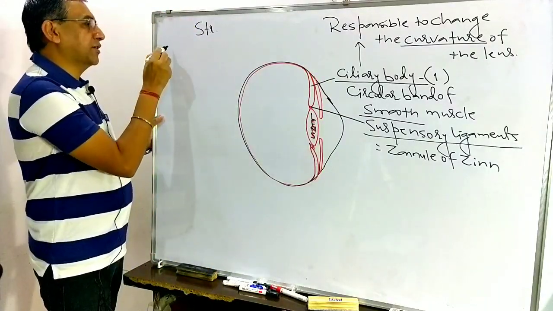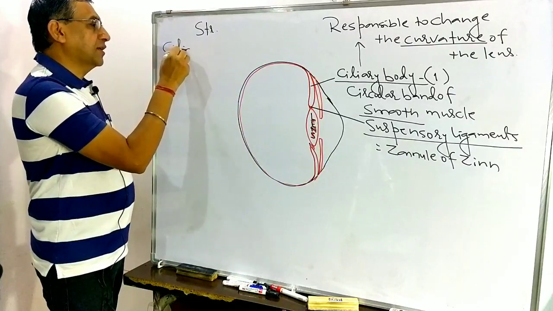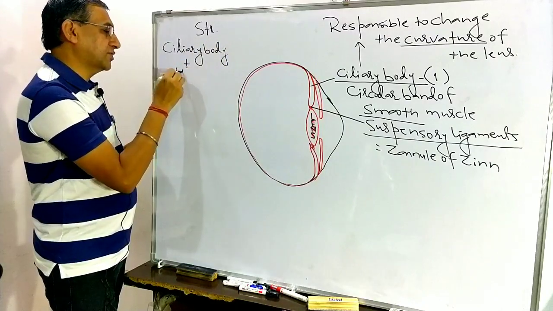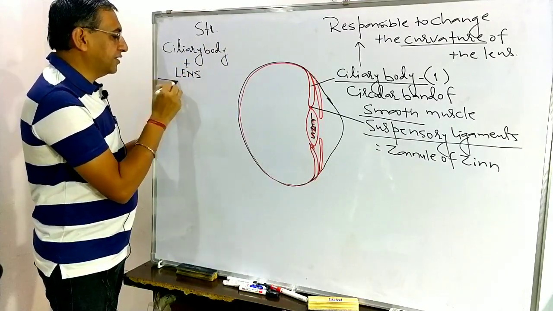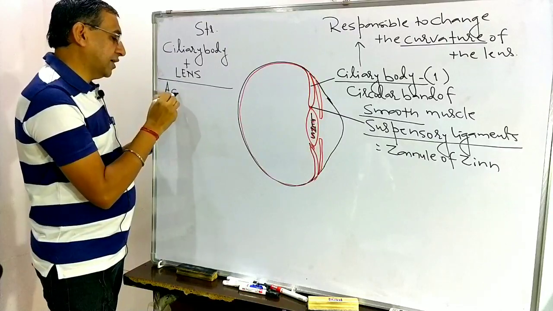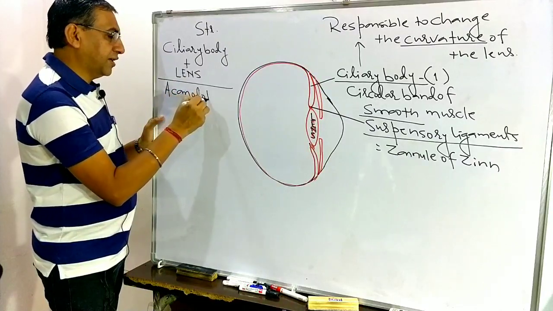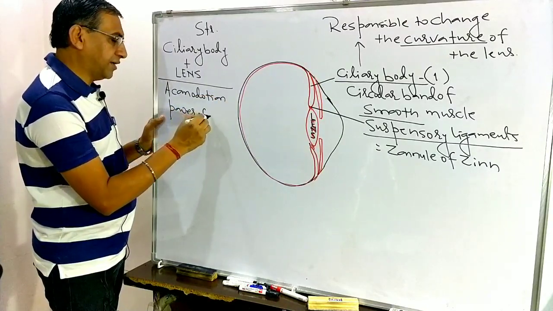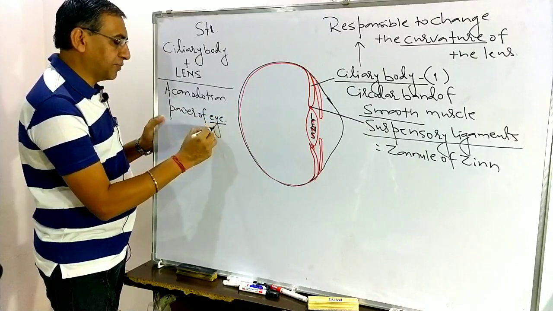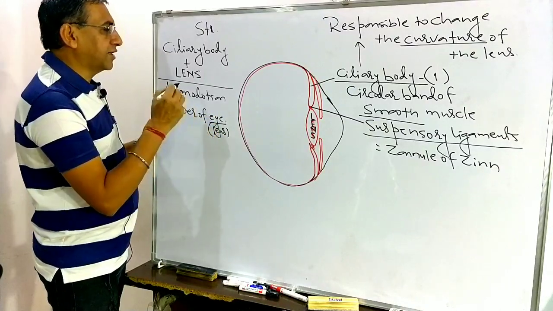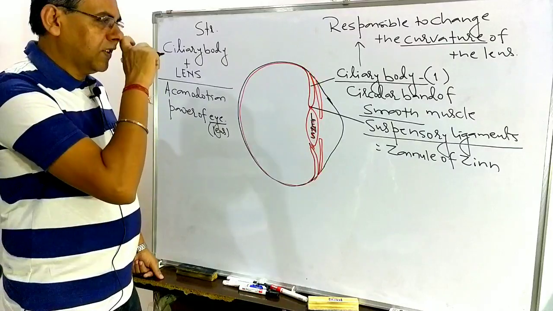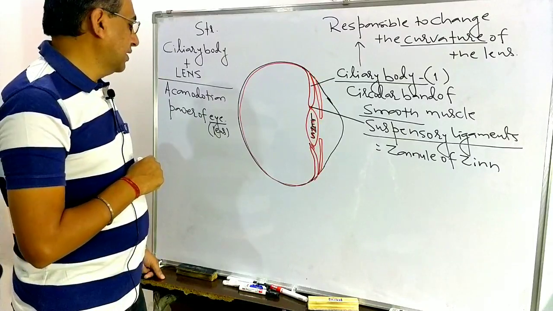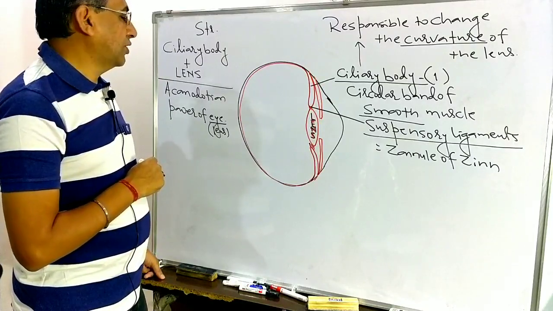Now you have to remember carefully that the ciliary body plus lens together are related with the accommodation power of the eye here. In simple terms, we can say the lens. That accommodation power of the eye is due to the functioning of the ciliary body and the lens.